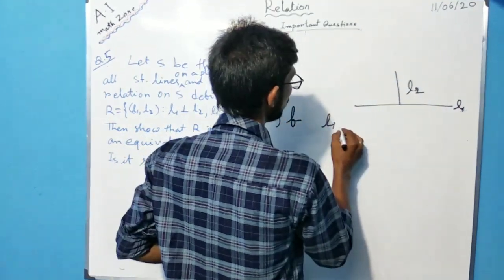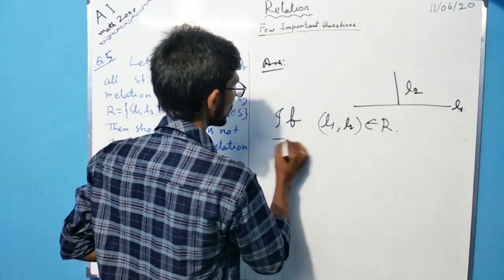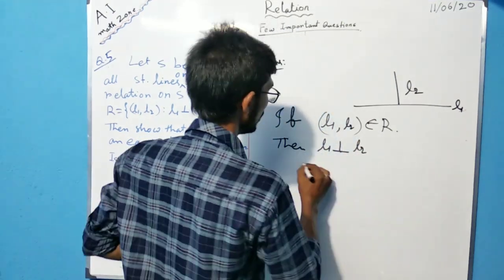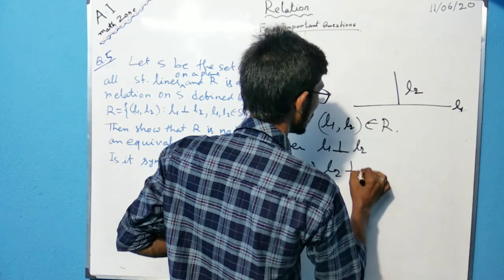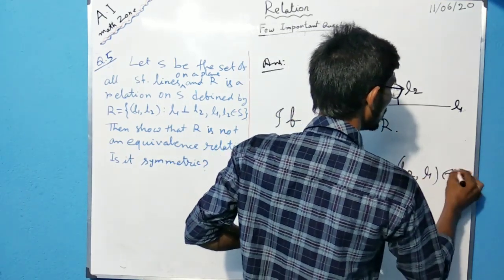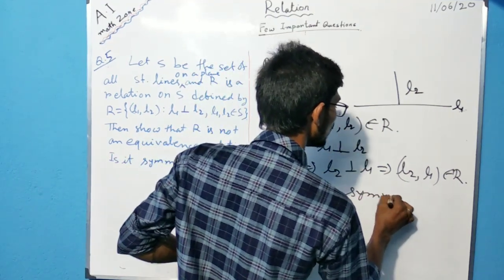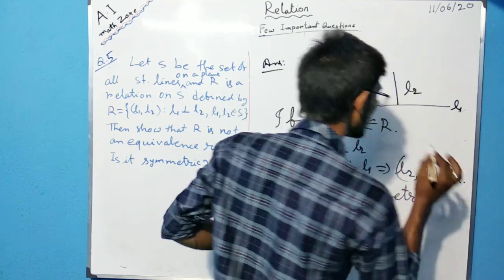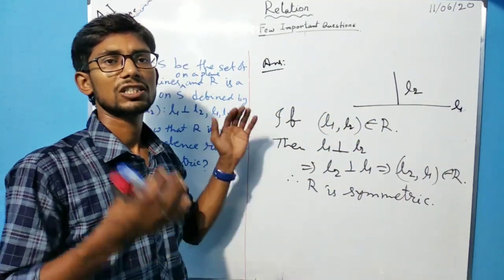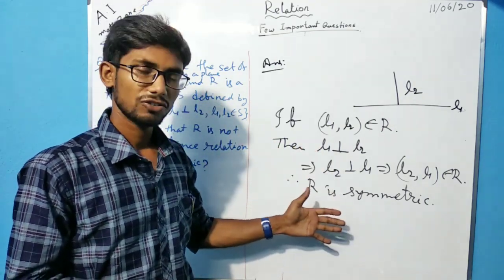If (L1, L2) belongs to R, then L1 is perpendicular to L2, which implies that L2 is perpendicular to L1, which implies that (L2, L1) belongs to R. Therefore R is symmetric. So this relation is not an equivalence relation because it is neither reflexive nor transitive, but this relation is symmetric.